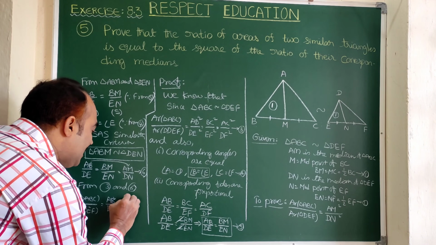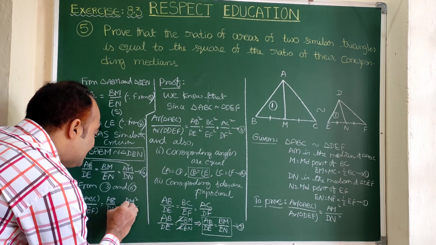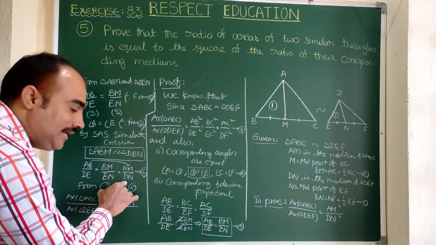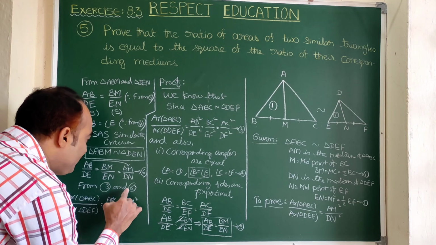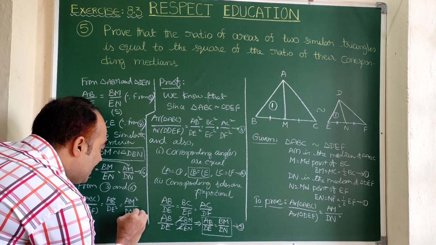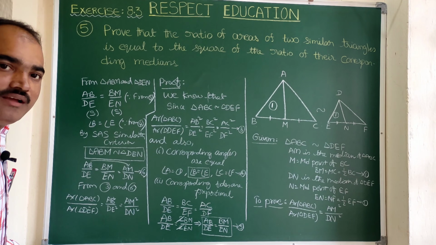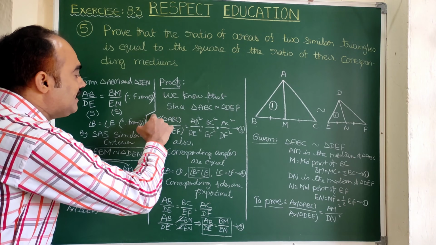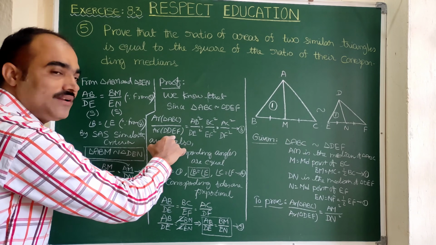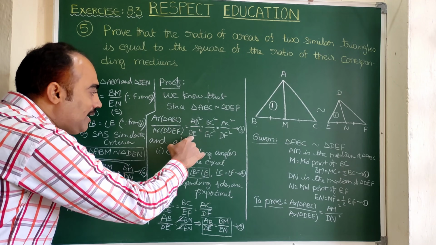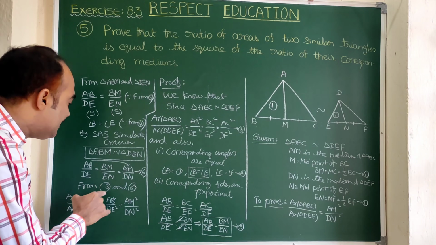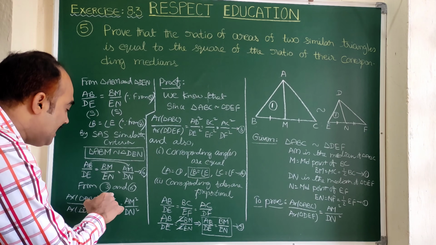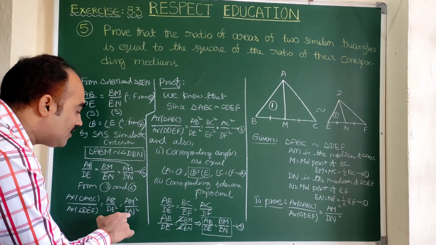So we can replace AB by DE with AM by DN, and let us maintain the squares as they are. Once again I repeat, equation 3 says that area of triangle ABC by area of triangle DEF equal to AB square by DE square. But equation 6 says that AB by DE can be replaced with AM by DN. So I replace AB square by DE square with AM square by DN square.